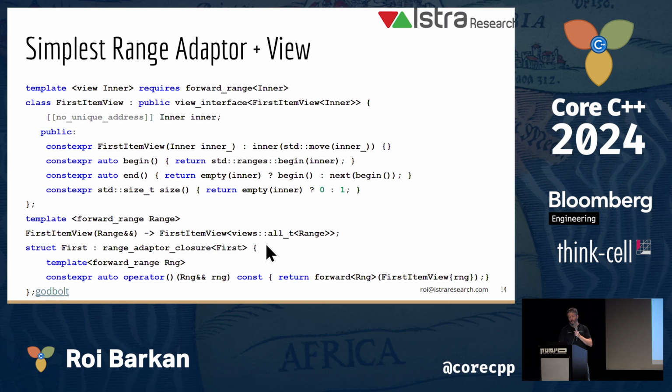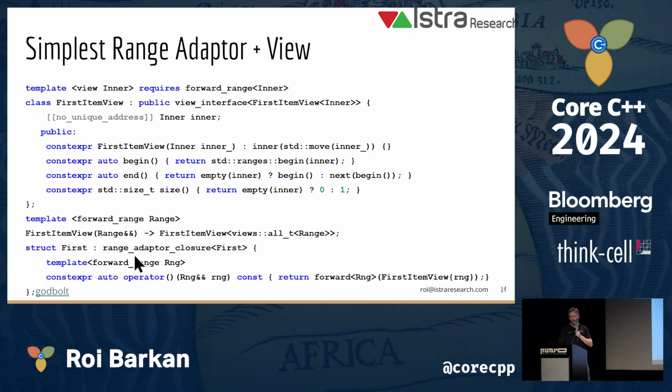And this hint is something that's a little more complicated than maybe you're used to seeing, because this deduction guide is templated on forward range, but the filter view that it creates is a filter view on views all T of range. That has to do a little bit with Ophik's question before, so we'll dive into that a little later. Once we have this first item view in hand, then it's very, very easy to implement the struct first.